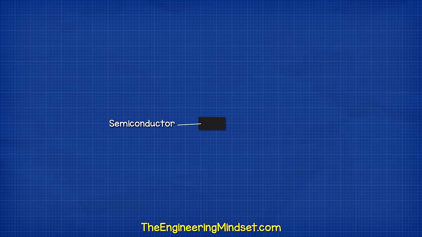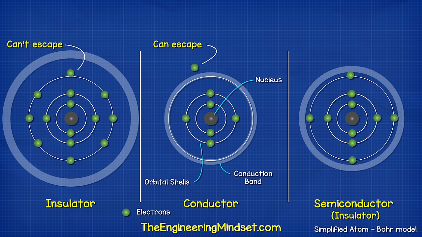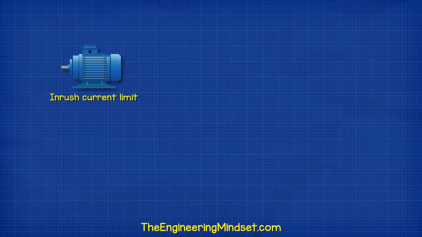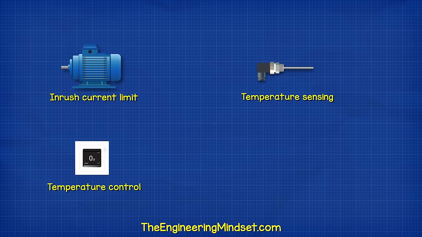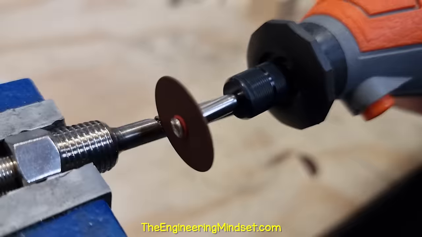Their construction is quite simple, just a layer of semiconductor between two conductors, and this is covered with a protective coating. The semiconductor material acts as an insulator, so the atoms hold on tightly to the electrons. But as heat is applied, the thermal energy excites the electrons, giving them enough energy to break free from the atoms, so a current can then flow. More heat means that more electrons can flow, and so the resistance decreases. These are very useful for inrush current limiting, temperature sensing, temperature control, and the glass ones are very good for high temperature applications.